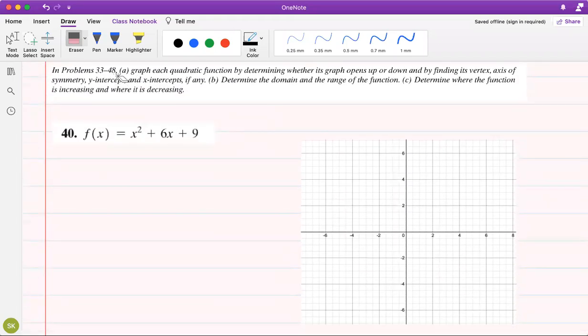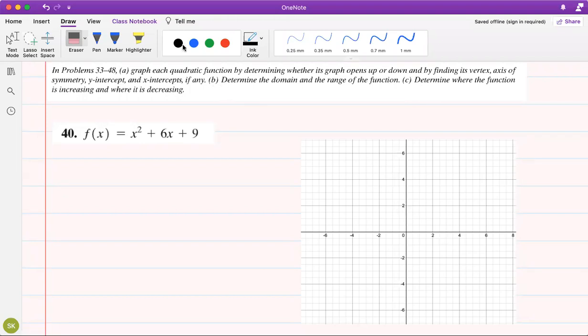So in problems 33 through 48, which we're just going to do 2 or 3 of them, graph each quadratic function by determining whether it opens up or down, finding its vertex, its axis of symmetry, its y-intercept, and its x-intercepts. So they actually want you to find more points, and it'll tell you more about the graph. Determine the domain and range of the function, and determine where the function is increasing and decreasing. So we've got a lot of stuff we need to figure out. A lot of this can actually be figured out without even graphing the function. I'll show you how to do that as well, but we're going to do each piece.